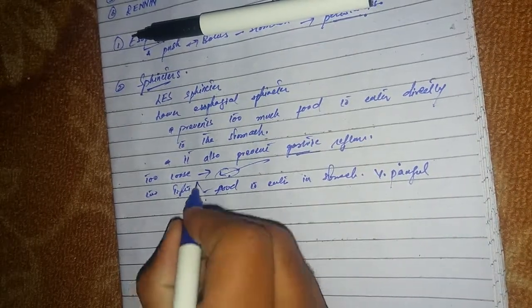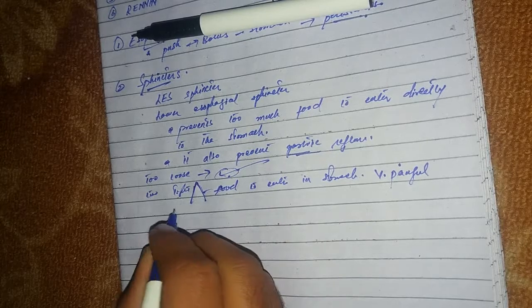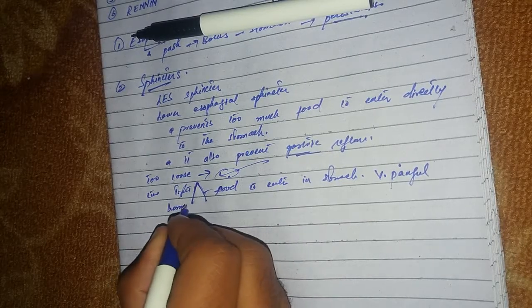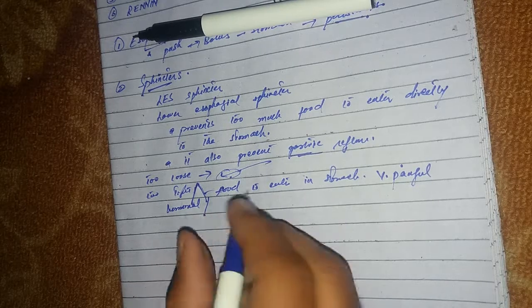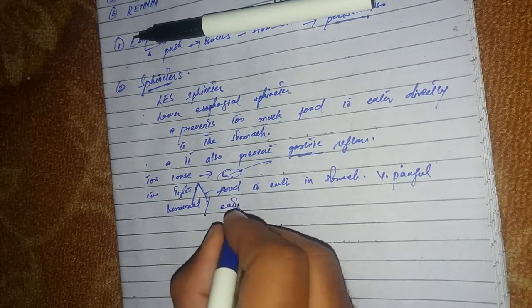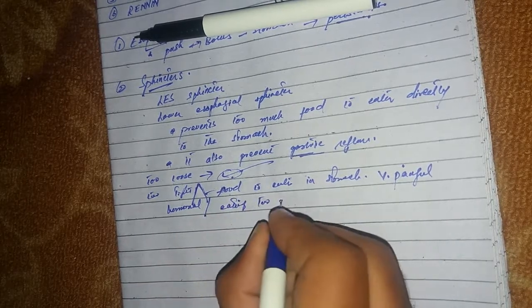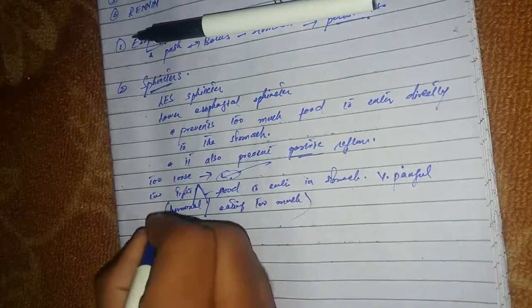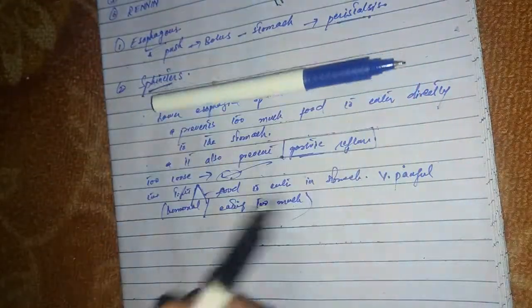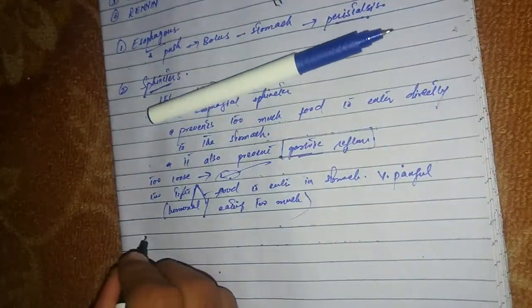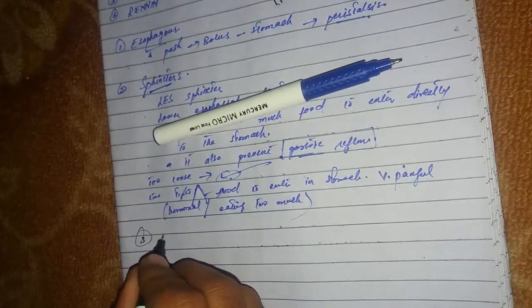Why is it too loose? The causes of that sphincter being too loose are hormonal, or maybe eating too much, and it will cause gastric reflux, which damages the esophagus. Now we're moving towards the pyloric sphincter.